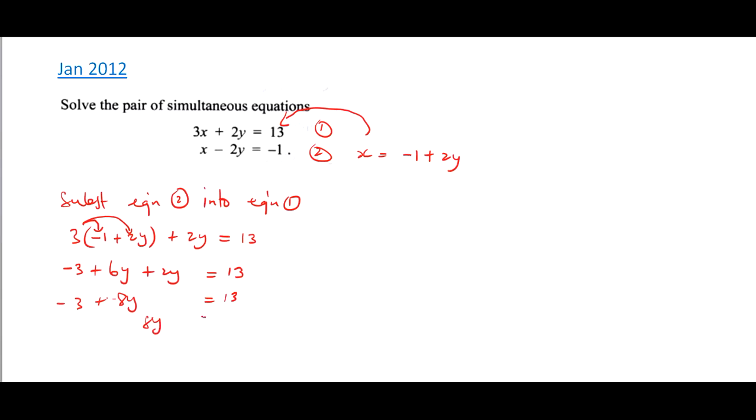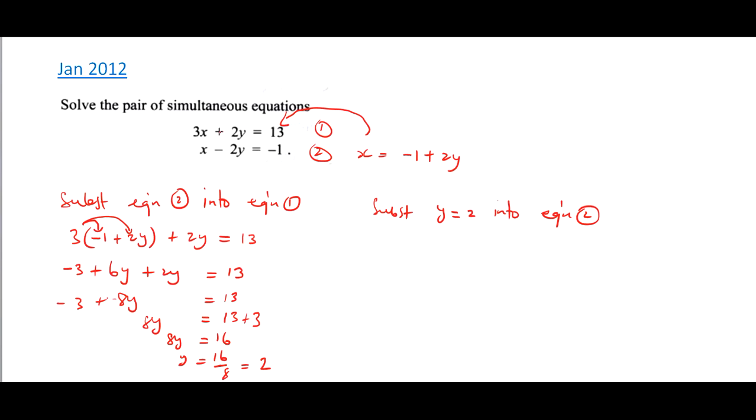8y is equal to 13 plus 3. So 8y is equal to 16. So y is equal to 16 over 8, which is equal to 2. Right? So we have a value for y now, which is 2. Now we substitute y equal to 2 into equation 2. Right?